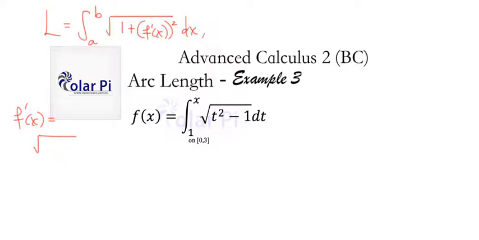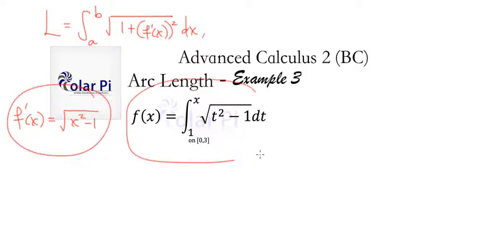I don't know why I wrote it on the next line. I guess we could have fit it in here. But yeah, square root of x squared minus 1. And again, I know that this is f prime when f is this because of the fundamental theorem of calculus. And this is just the interval over which we're supposed to find the arc length, so not part of the definition of f. Anyway, here's f prime.